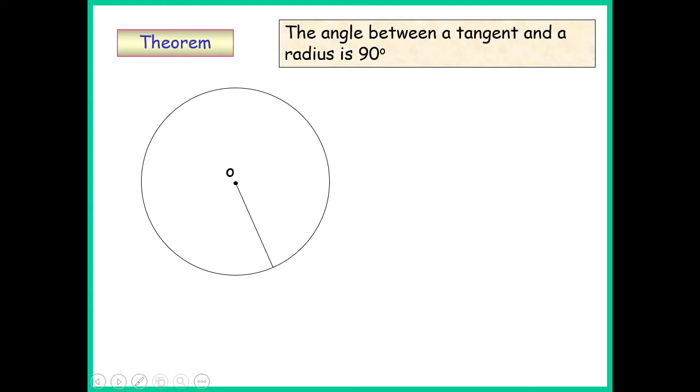What is a tangent? A line that touches the circle, né?